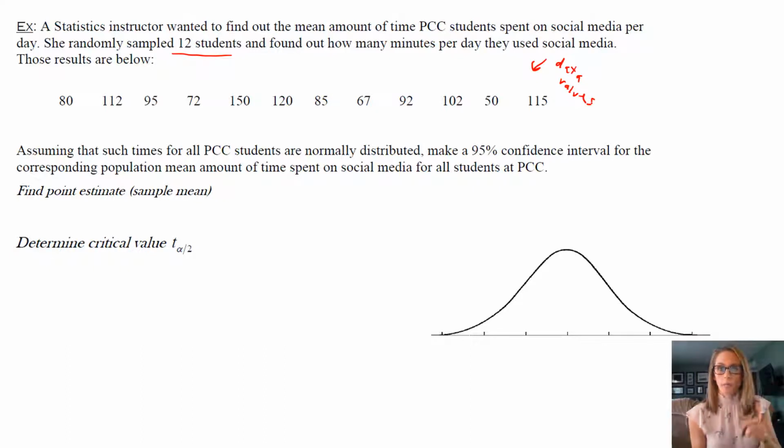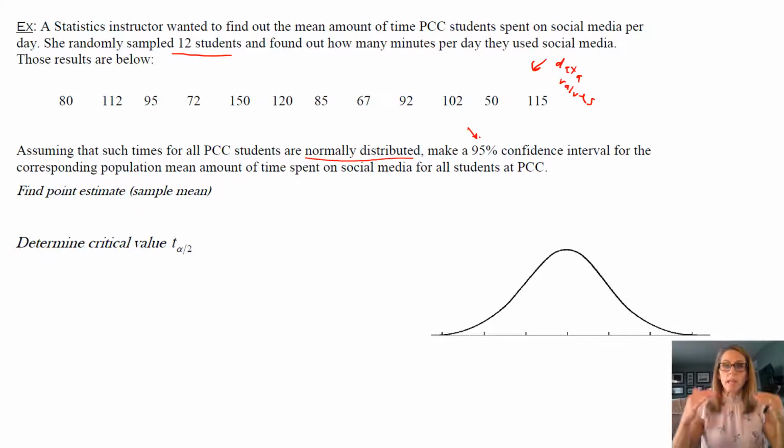And these are how many minutes per day. So we want to make a confidence interval for this. We are told that we have a normal distribution. So the 12 students is not such a big deal because we have that. And we're making a 95% confidence interval.